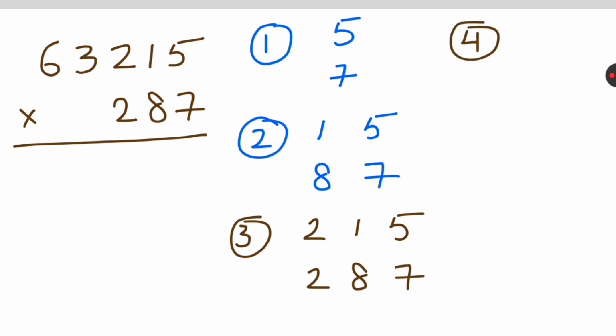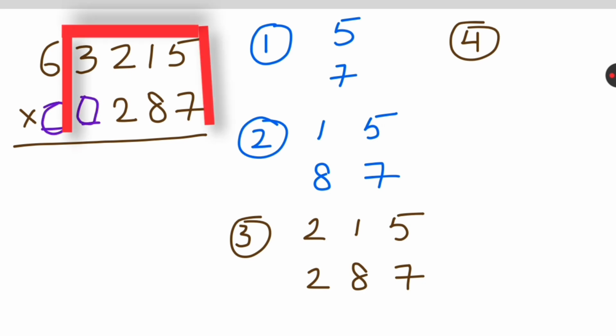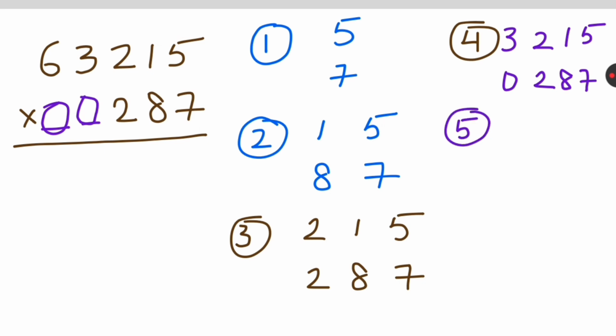Before taking the 4 numbers, here we have empty spaces. These empty spaces we fill with zeros. Now you take the 4 numbers. We have 3, 2, 1, 5. The second row we have 0, 2, 8, 7. And the fifth step is you have to take 5 numbers. So you need to take all the numbers: 6, 3, 2, 1, 5, 0, 0, 2, 8, 7.